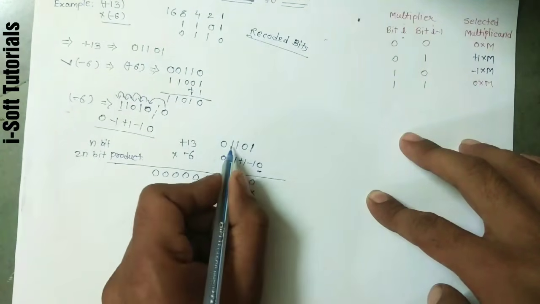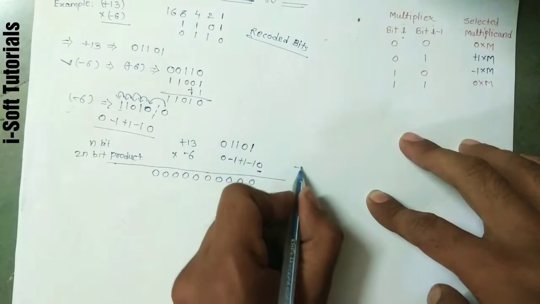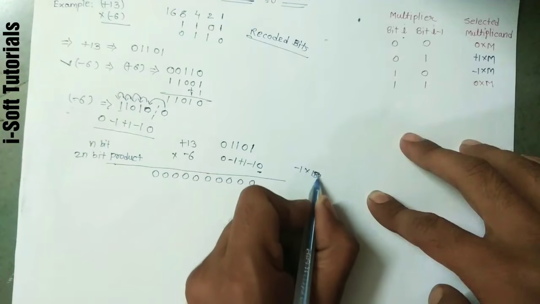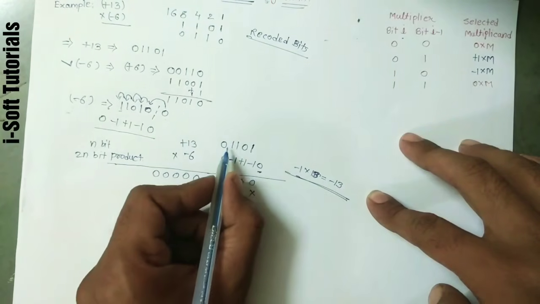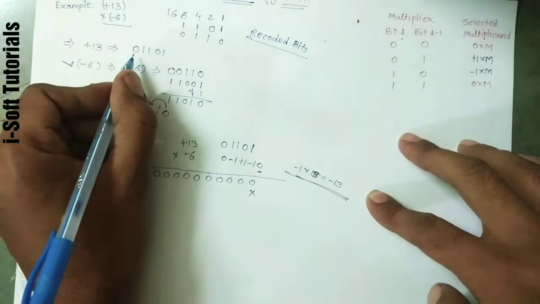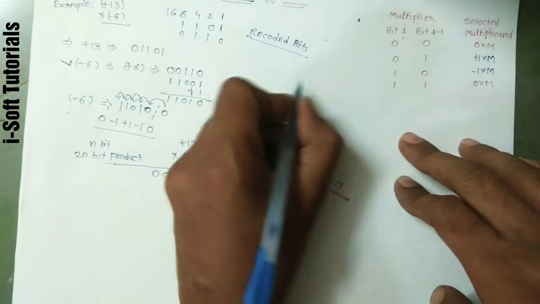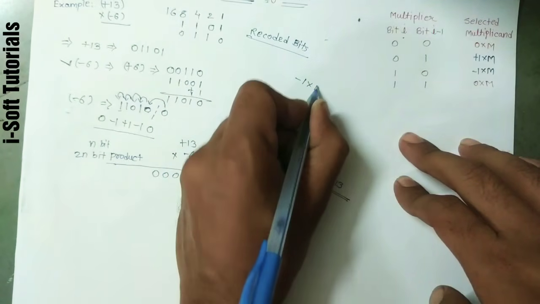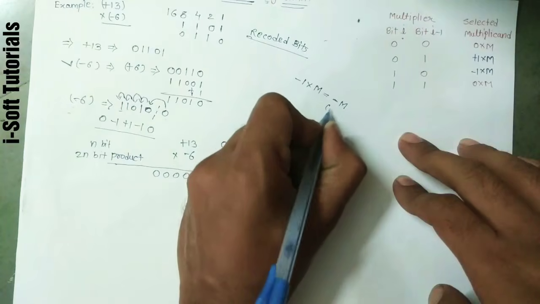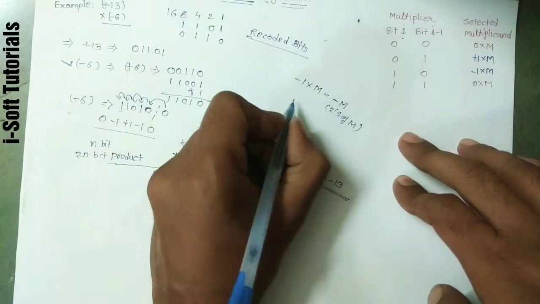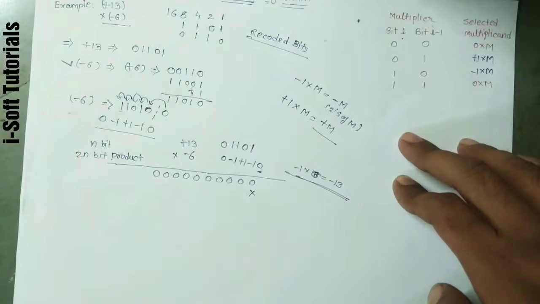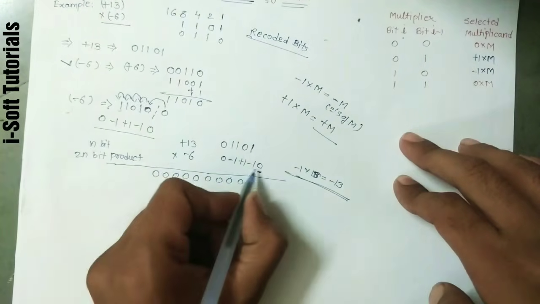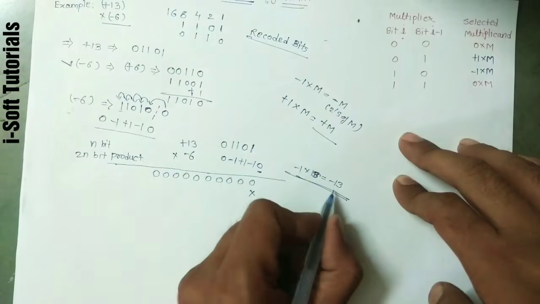So minus 1 into 13, what will we get? Minus 1 into 13 is minus 13. So how to get minus 13 here? Minus 13 will be the 2's complement of plus 13. Keep in mind that whenever we multiply by minus 1, we get minus m, which is nothing but the 2's complement of m. Whenever we multiply with plus m, we get plus m, that means the same number.